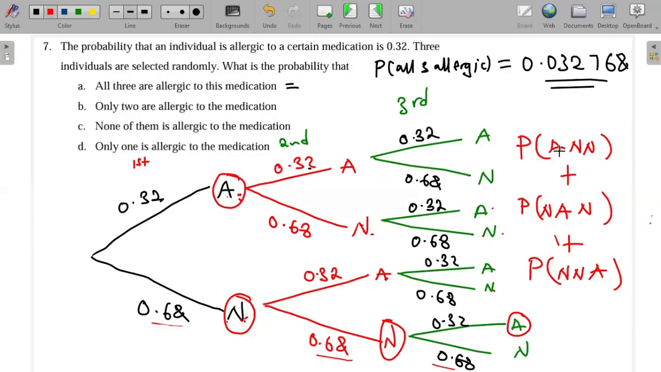So let me multiply the one for allergic, not allergic, not allergic. So it will be 0.32 multiplied by 0.68 multiplied by 0.68. Okay, so I'm going to get 0.147968. Then I multiply this by 3, sorry. So my probability there will be 0.443904. Okay, so that would be my probability there. So any questions there?